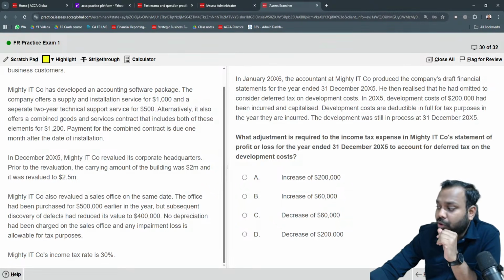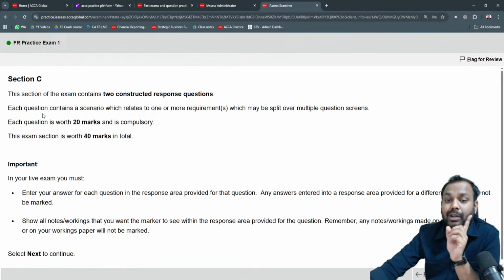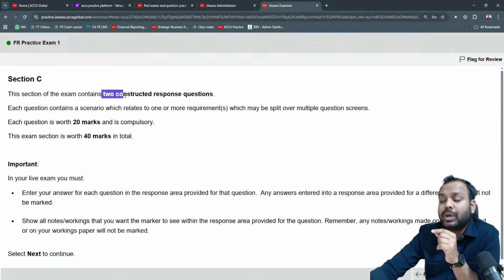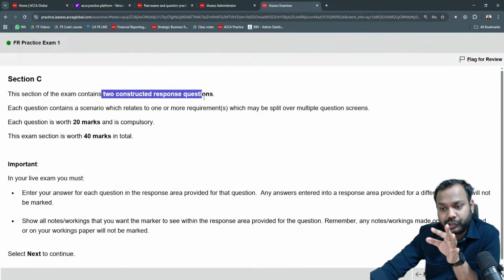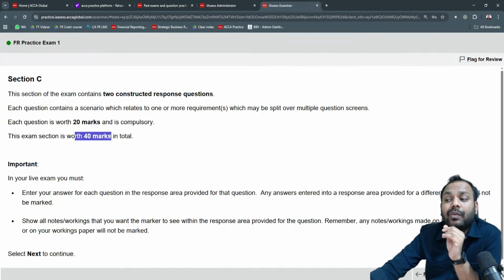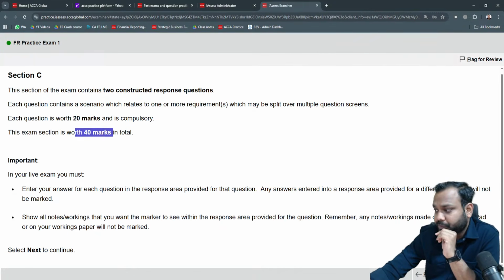Now we will be moving on to section C. Now this section C will have 2 constructed response questions. Okay. Each question will be of 20 marks, total of 40 marks. Next.